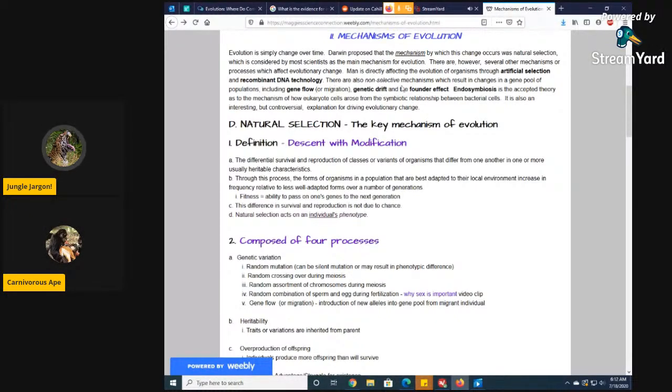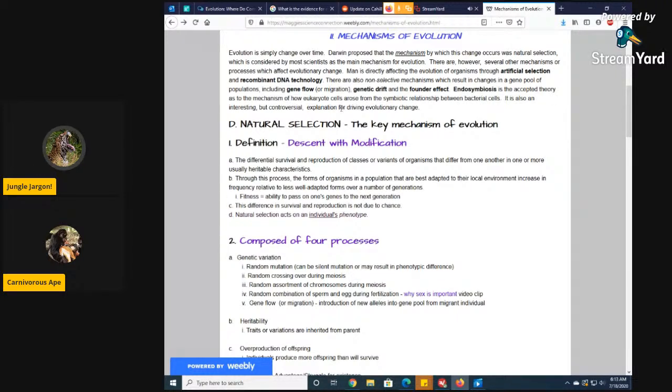There are also non-selective mechanisms which result in change in the gene pool of populations, including gene flow or migration, genetic drift. There's the genetic drift again. You said it only happens in single cells. And the founder effect. What's a founder effect? Maybe we'll find out. Okay.